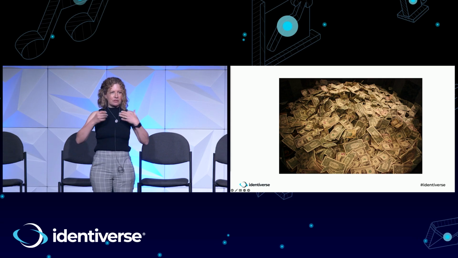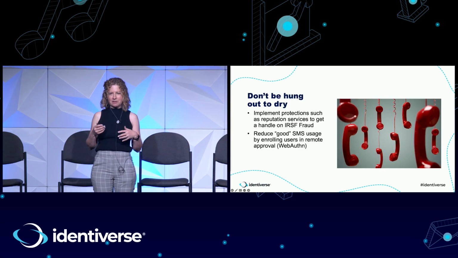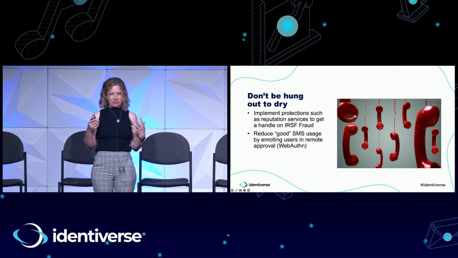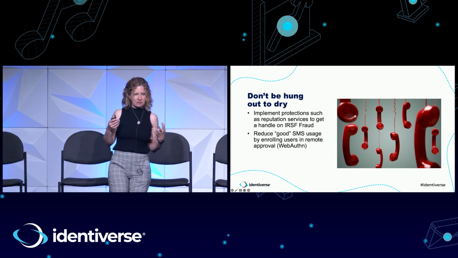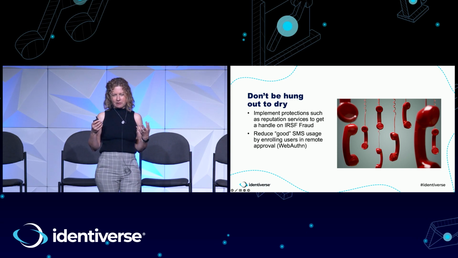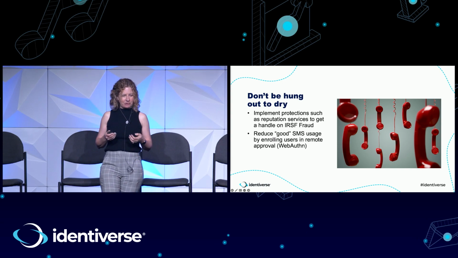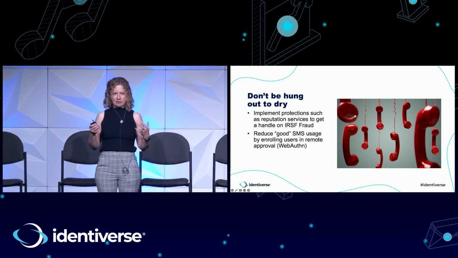And we know that you're going to need SMS in the system if you've got mobile users. There's going to need to be a phone number on file somewhere. But my message here is, don't be surprised by this. Don't be hung out to dry or caught unawares. Implement protections such as reputation services. That was another great suggestion in the previous presentation about getting reputation services hooked up, anti-fraud signals into your system.